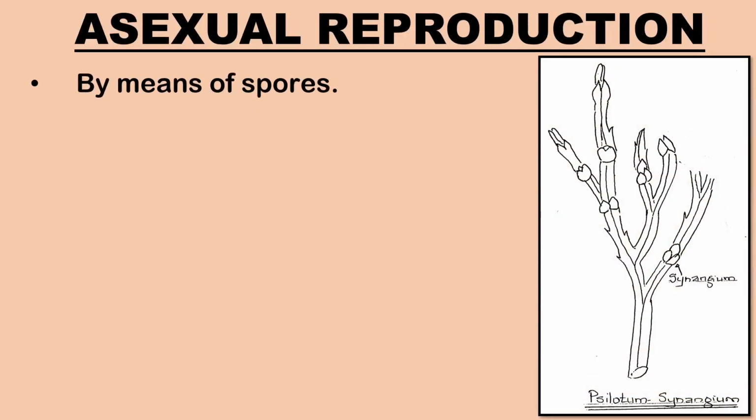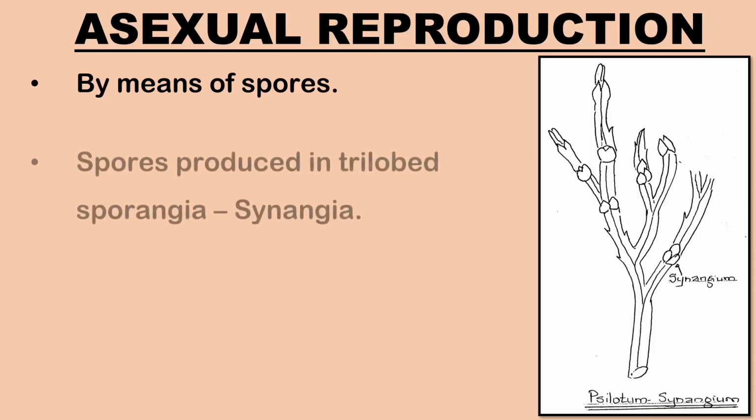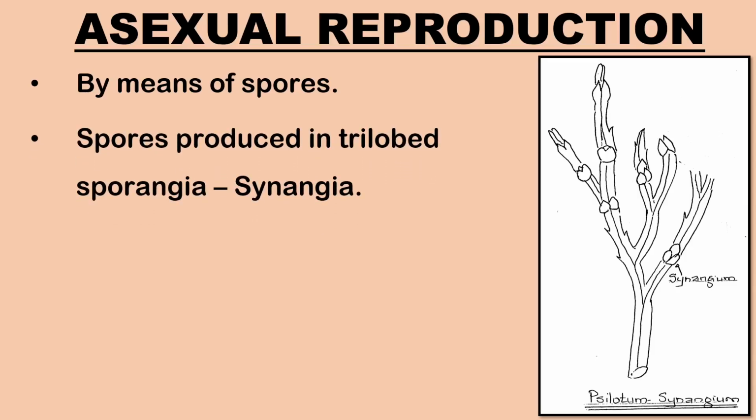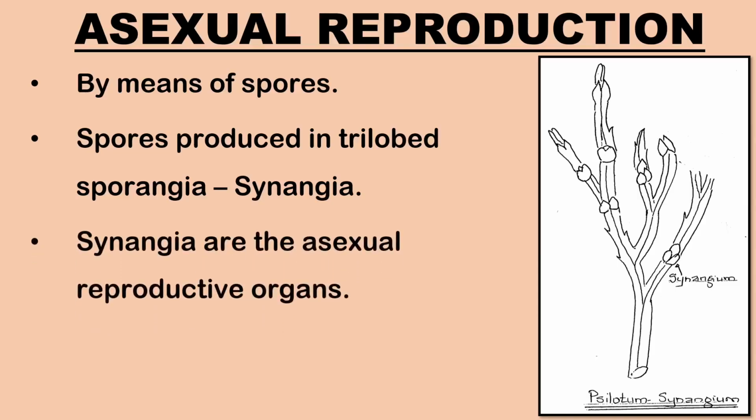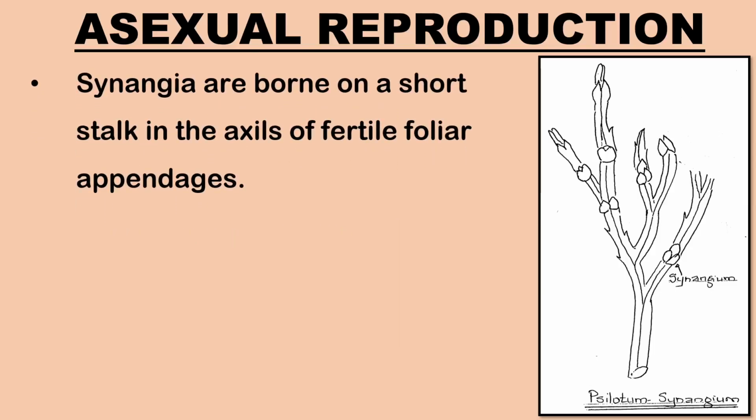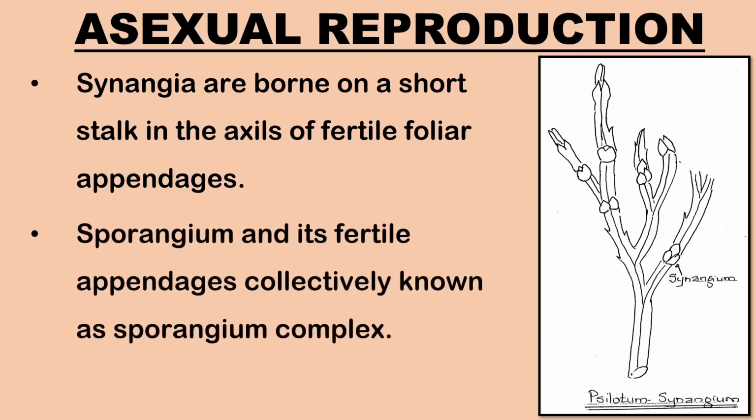Asexual reproduction in Psilotum takes place by means of spores produced in trilobed sporangia referred to as Synangia. Synangia are the asexual reproductive organs. They are borne on a short stalk in the axils of small, bifid, fertile, foliar appendages on the upper portion of the dichotomously branched fertile shoot. A sporangium and its subtending fertile appendages are collectively known as sporangium complex.